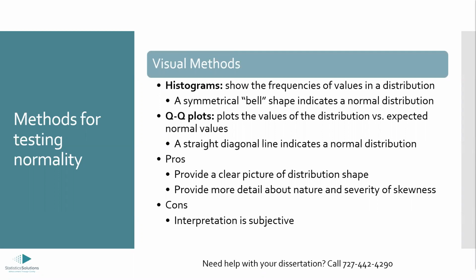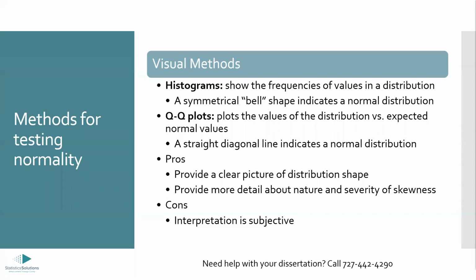And there are different advantages and disadvantages to these visual methods as well. The advantages are that the visual methods provide us a much more clear picture of distribution shape and give us a lot more detail about the nature and the severity of skewness or other deviation from normality. So it helps us have a much greater idea about the nature of the data and the severity of any deviations from normality.